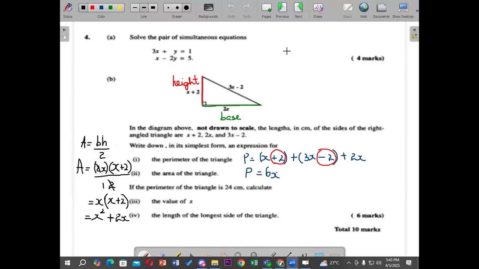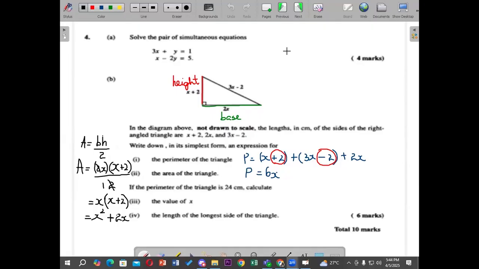How can I connect the perimeter of 24 centimeters to something in terms of x, because I need to solve for x? So we have two expressions in terms of x on the slide. We have P is equal to 6x and we have A is equal to x squared plus 2x. Which one of those you think is most applicable for this part here with the 24 centimeters? Very good, Joanna. Very good.